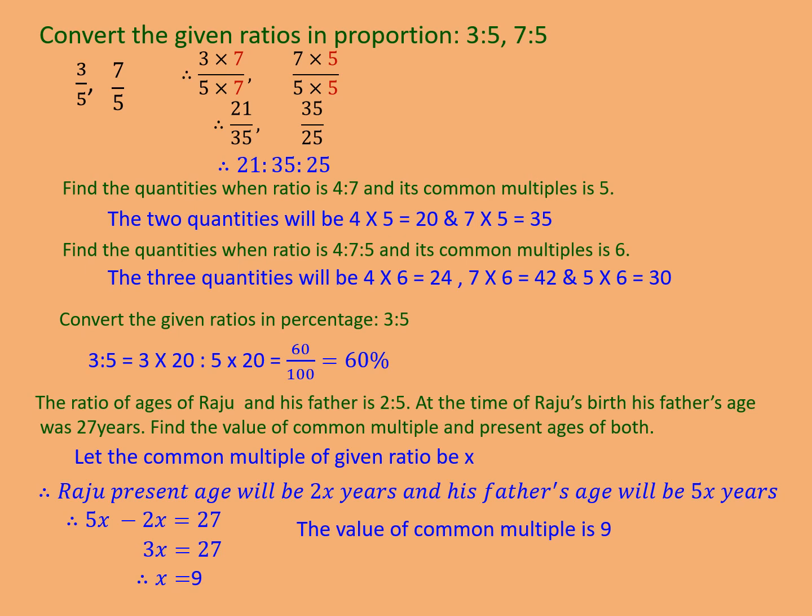Once I got the 9, we have learned how to convert ratios into predecessor and successor. So the ratio here is 2:5, and in that the predecessor is 2 and the successor is 5. The common multiple is 9, so the present age of Raju will be 18 and his father's will be 45 here. I hope it is clear.